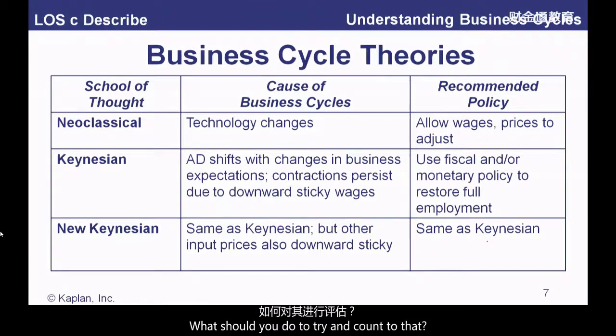What should you do to try and counter that? How do you smooth the cycle? Well, according to the neoclassical school, nothing. You allow wages, prices to adjust.